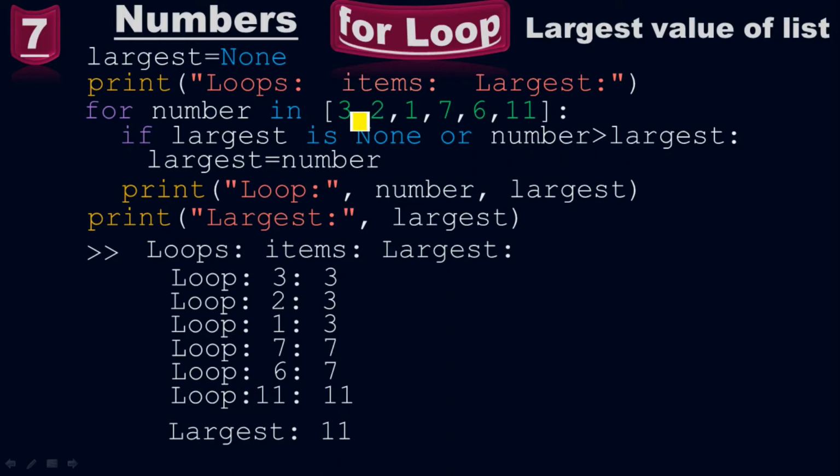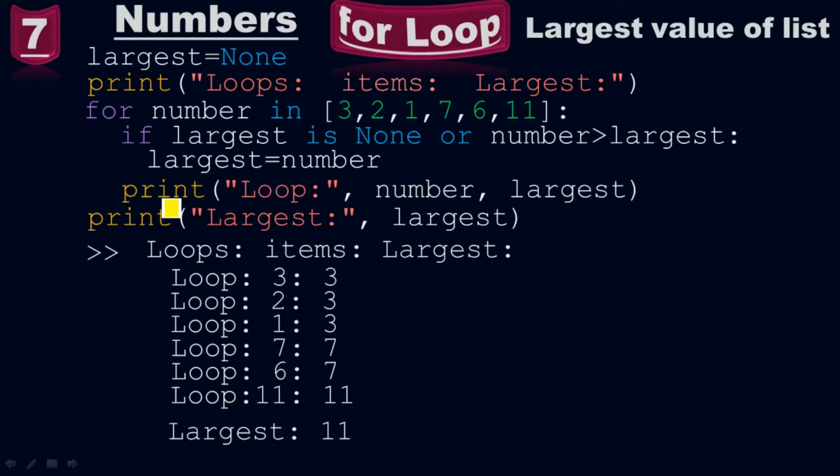First it will check number 3. If this number is greater than largest, then largest equals to number. That number will be the largest value. Then it will iterate on the 2. If 2 is greater than the previous largest, which is 3, then 2 will be the largest. So each and every step, the for loop will iterate and it will identify the largest value step by step.